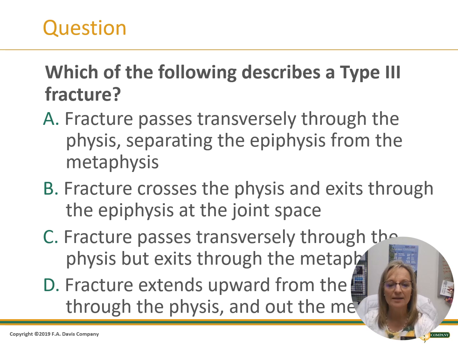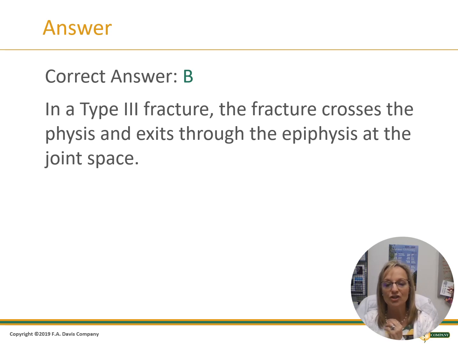Which of the following is a type 3 fracture? Is it A, fracture passes transversely through the physis, separating the epiphysis from the metaphysis, or B, fracture occurs at the epiphysis and exits through the epiphysis at the joint space? C, fracture passes transversely through the epiphysis but exits through the metaphysis, or D, fracture extends upward through the epiphysis and out the metaphysis. Answer is B. In a type 3 fracture, the fracture crosses the physis and exits through the epiphysis at the joint space.